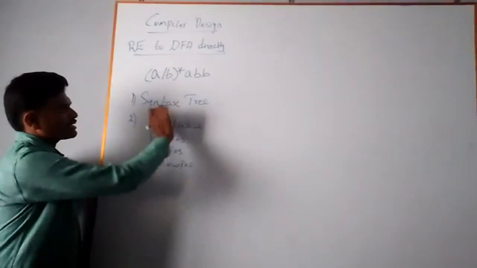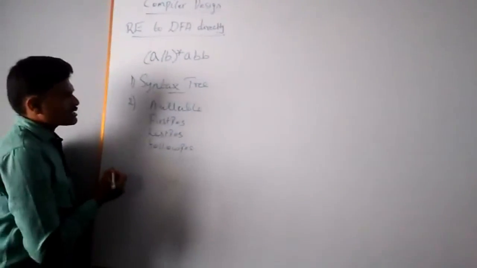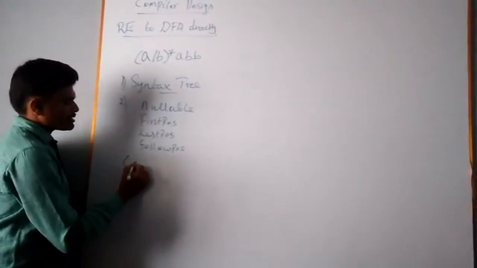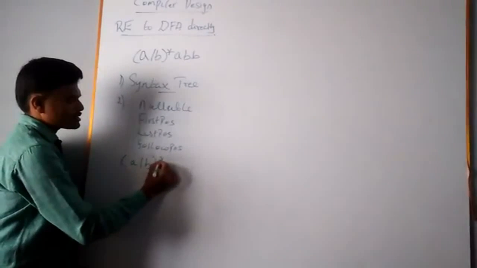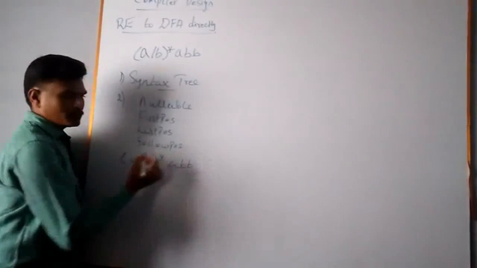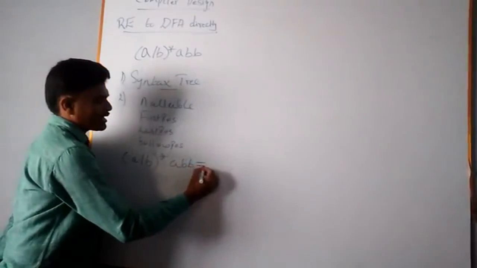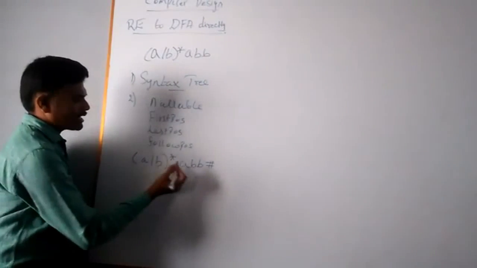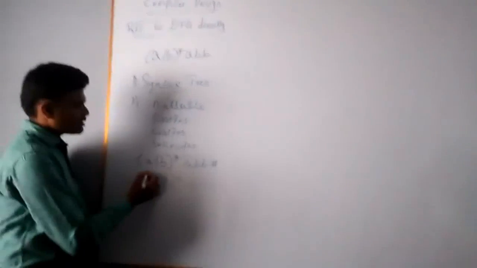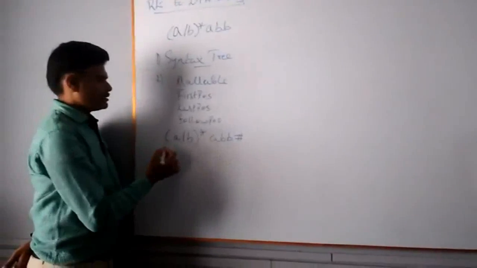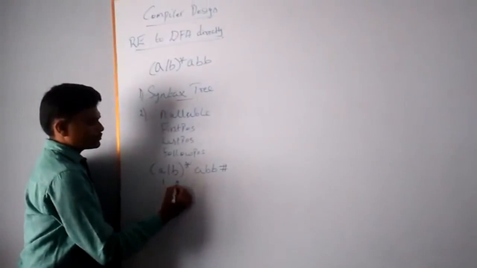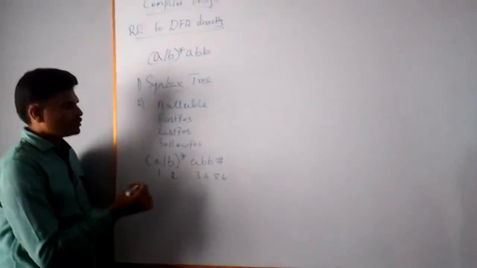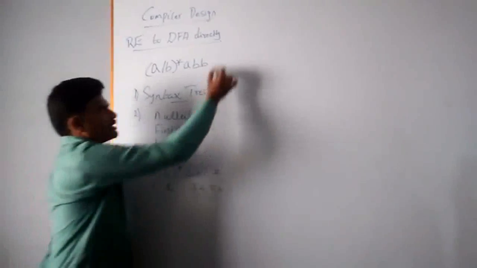First we construct the syntax tree. For constructing the syntax tree, we have to find the augmented grammar for the given regular expression. For the augmented expression, we take (a|b)*abb and add a hash symbol at the end. After adding the hash symbol, we assign the rule numbers to the terminal nodes: 1, 2, 3, 4, 5 and 6. After assigning the rule numbers, we construct the syntax tree.